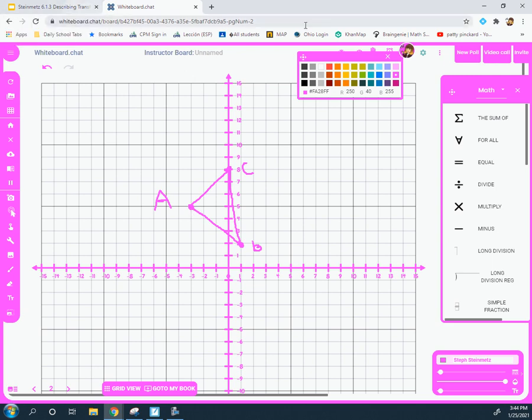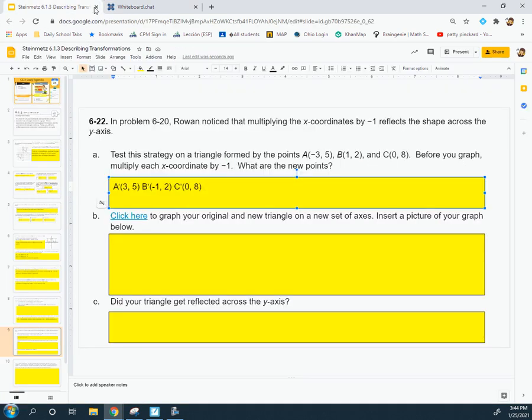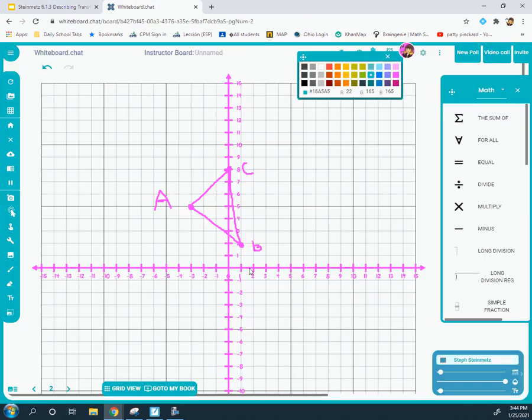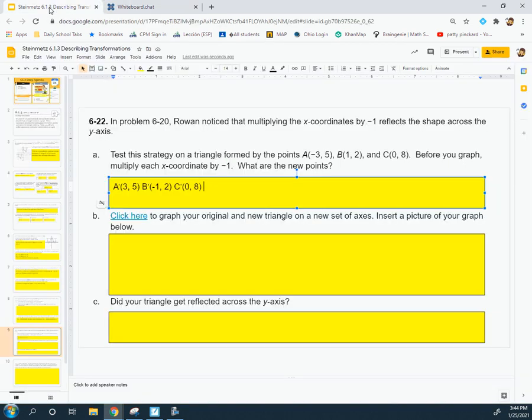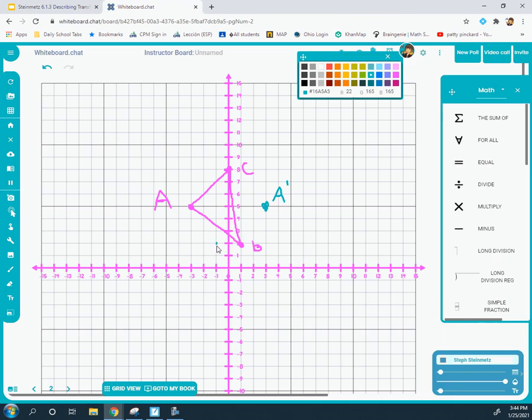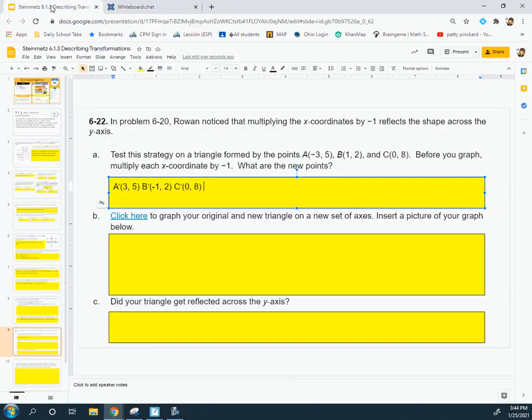Okay, so now I want to change colors so that I can graph my other triangle. So now my triangle is at 3, 5. So this is where A prime ended up. B prime ended up at -1, 2. And C prime stayed exactly the same. So it is flipped over. If we were to fold on this line, kind of like you did with Valentine's hearts, it would end up being the same answer. So it says, do the triangles reflect across? Yes, they do.